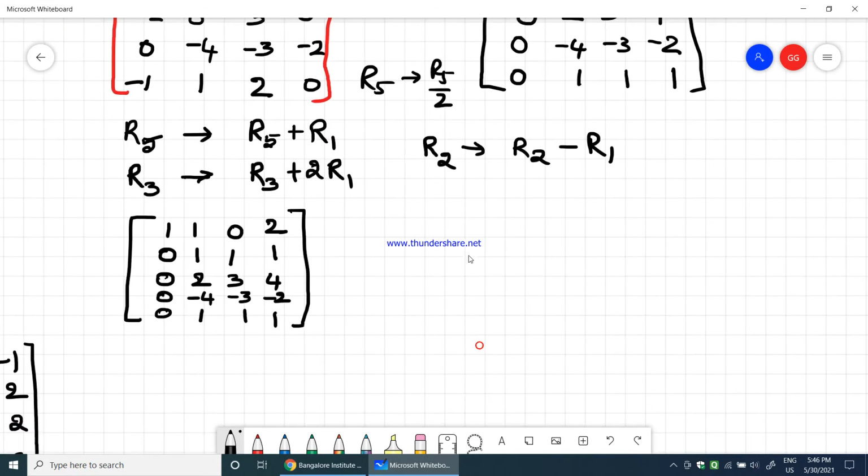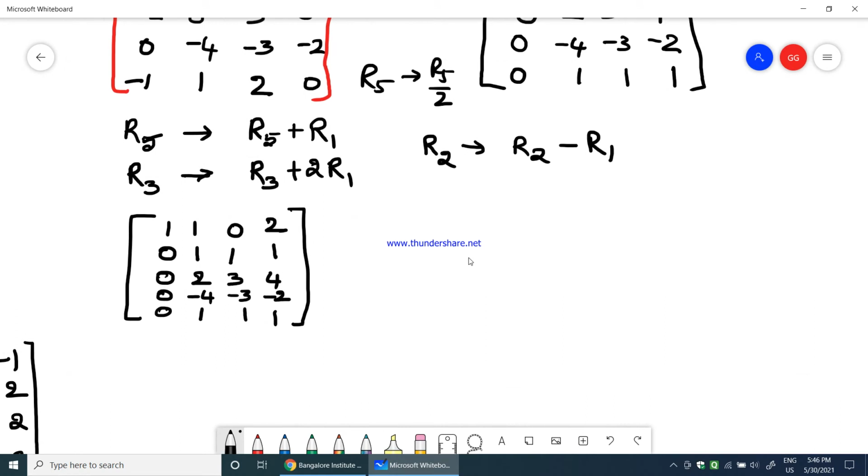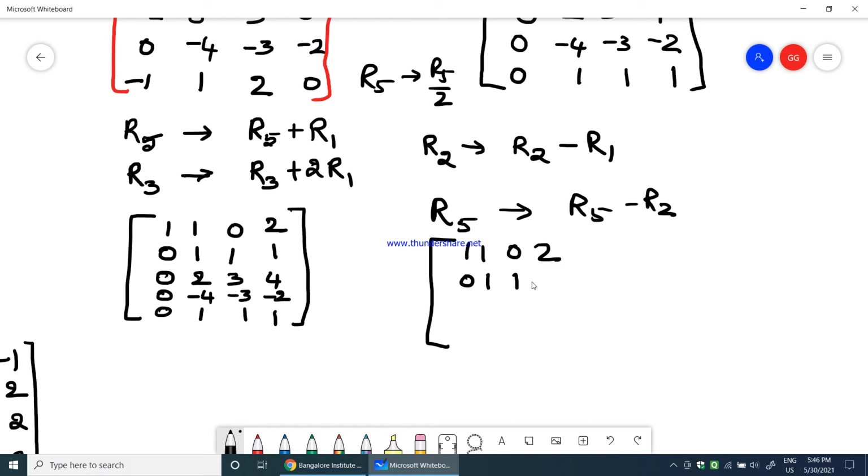Okay, now what I do is I'll say R5 equals R5 minus R2. So what will I get? 1 1 0 2, 0 1 1 1, 0 2 3 4, and then 0 minus 4 minus 3 minus 2, and then 0 0 0 0. The last row became all 0.